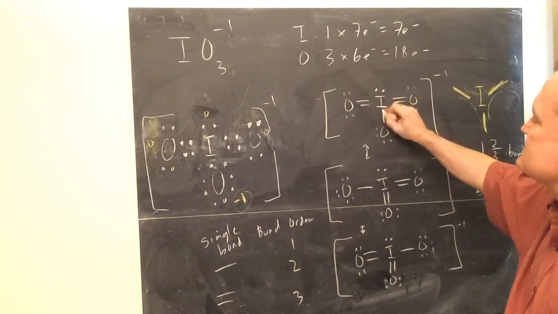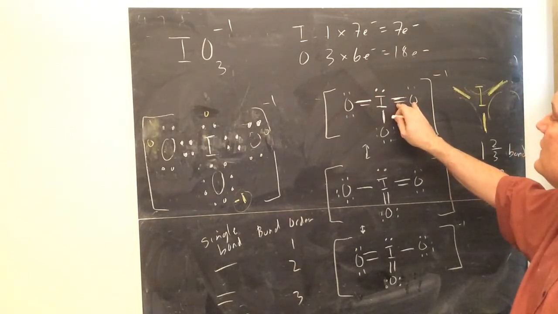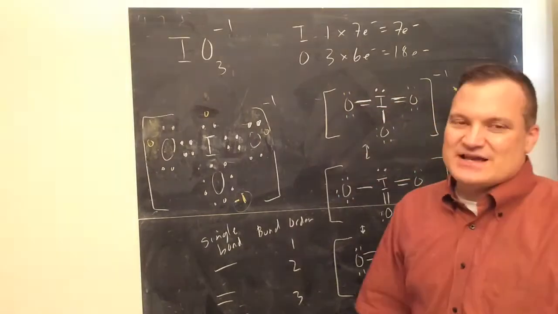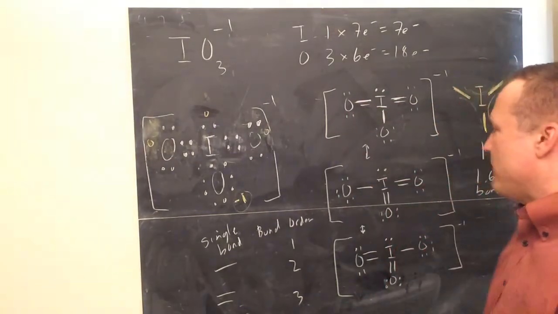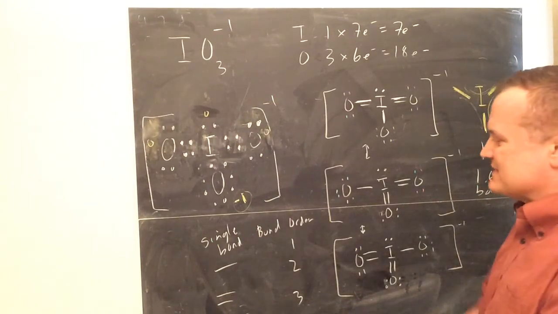They all have at least a single, but then you have 2 bonds left over. 2 bonds divided among 3 atoms, that's 2/3. 2 divided by 3 is 0.67. So it will be a 1.67 bond order. I can say more about it later.